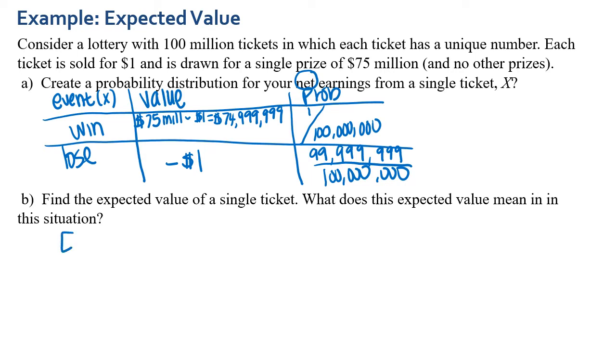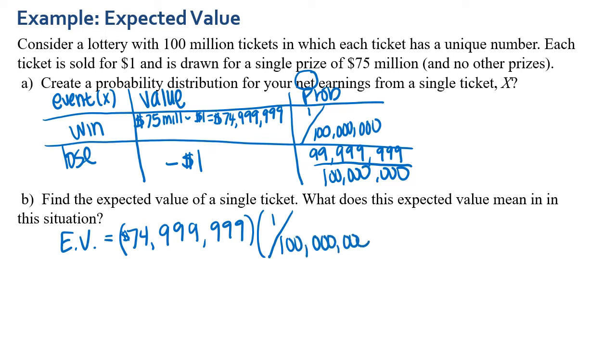To figure out that expected value, it's going to take the value of $74,999,999, that's what we would hope we would get, times the probability of that happening, which is 1 over 100 million, plus the event that we lose. If we lose, the value of losing is you would be down $1, and the probability of that happening is 99,999,999 out of 100 million.